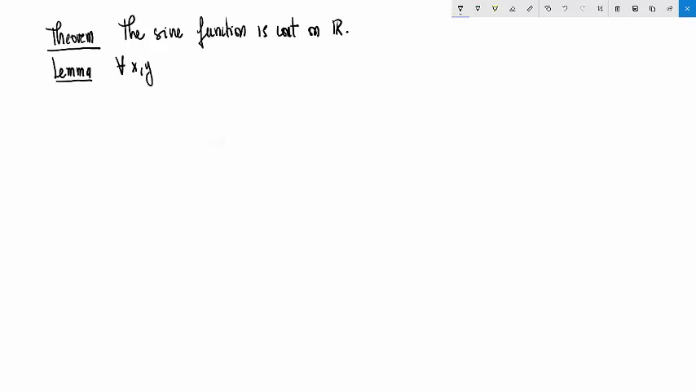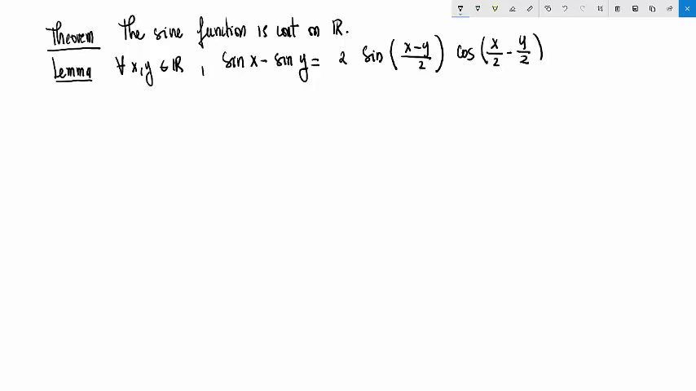For any x, y which are real numbers, it turns out that sine of x minus sine of y is equal to 2 sine of (x minus y) over 2 times cosine of (x plus y) over 2. So let me first prove this lemma, and this lemma is very computational.